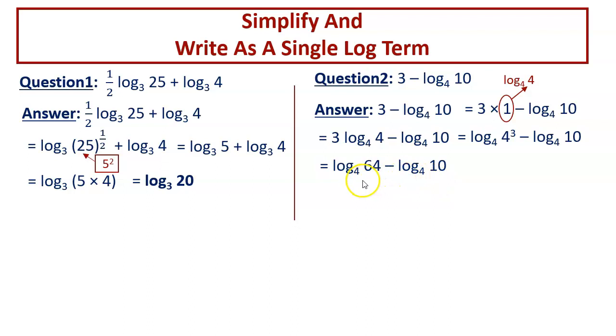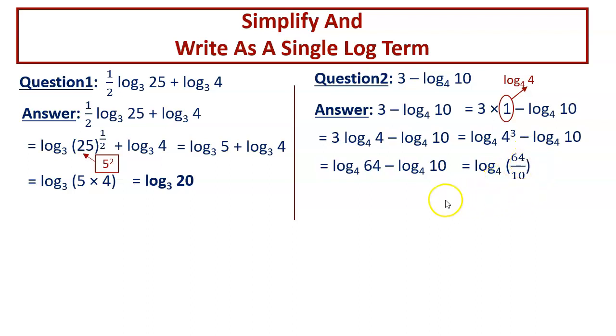And these two terms have the same base 4 and they are connected by this minus sign. They are getting subtracted. So the single log term will be to the base 4 obviously. And the arguments will get divided, the first argument divided by the second argument. So it is log of 64 over 10 to the base 4.